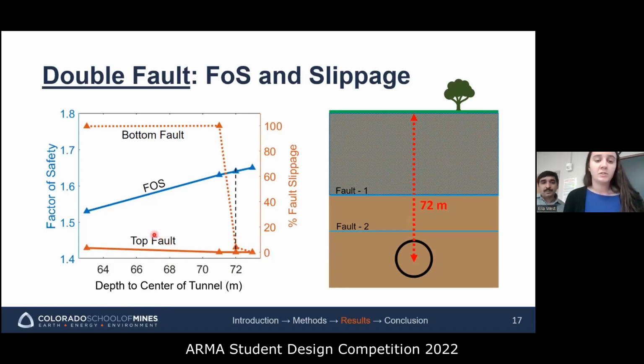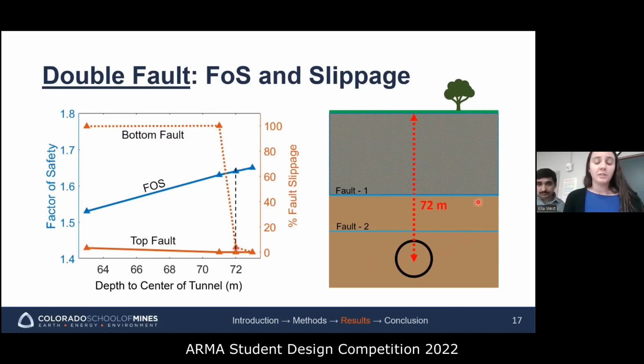Actually, the percentage of slippage of the top fault is always below 5%, no matter the tunnel depth that we tested. But the real challenge with this subsurface scenario is with the bottom fault, which has nearly 100% percentage of slippage for all tunnel depths modeled up until a tunnel depth of 72 meters, which is indicated by this black dashed line. At this tunnel depth, the factor of safety of the model is more than 1.6, and both of the percentages of slippage for the top and the bottom faults are less than 5%. So this is now an acceptable design that meets all of the design criteria.